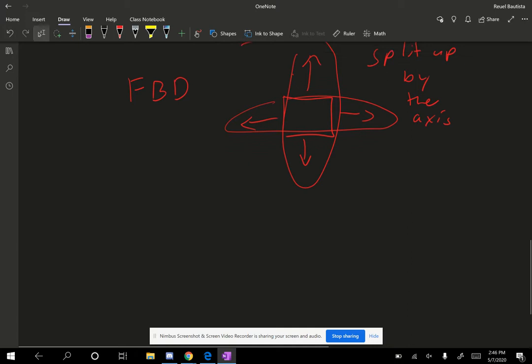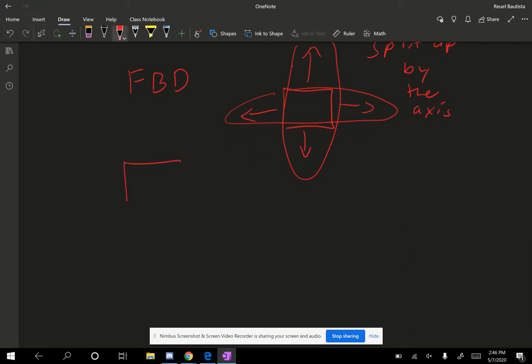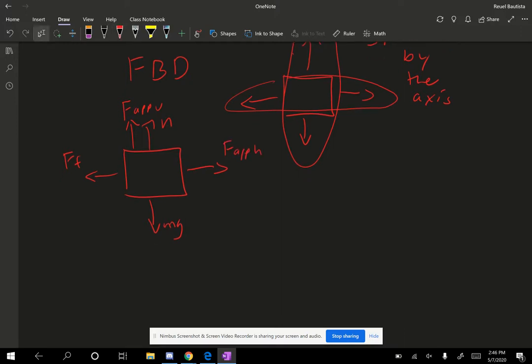Let's draw something. There is going to be a normal force, there's going to be mg, and there's going to be some applied force going up, so a force applied vertically. Then let's say there's a force going this way, the force of friction, and a force going this way, which is a force applied horizontally.